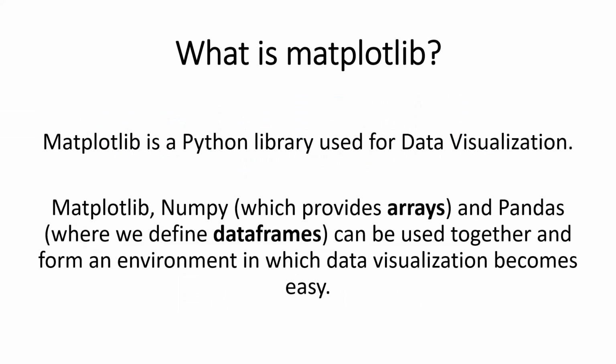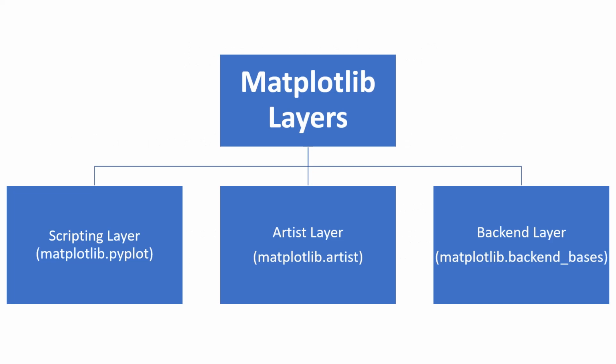Matplotlib is a Python library used for data visualization, with NumPy, which provides arrays, and pandas, where we define data frames. These three libraries can be used together and form an environment in which data visualization becomes easy. Matplotlib is composed of three layers. We have the scripting layer with the Pyplot. We have the artist layer, where we are going to talk later on about the object-oriented programming using Matplotlib, and we have the backend layer. In our case, we are only interested in the scripting layer and the artist layer. For the backend layer, it is mainly used from developers of Matplotlib.